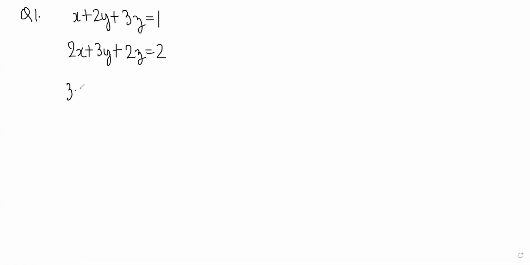So the first one is this one. Solve the system of equations x plus 2y plus 3z equals 1, 2x plus 3y plus 2z equals 2, and 3x plus 3y plus 4z equals 1. Solve this system of equations by the methods that we have just now discussed.